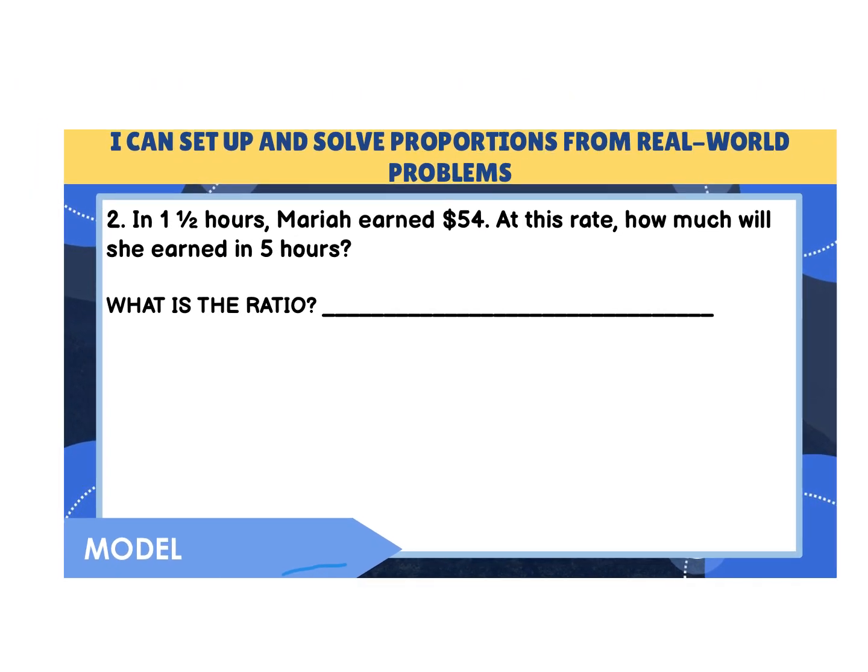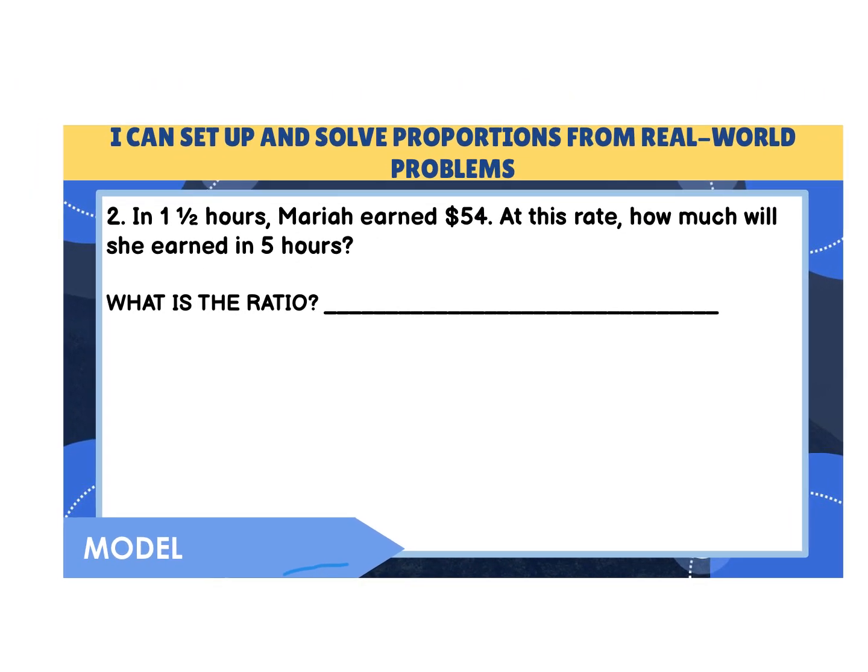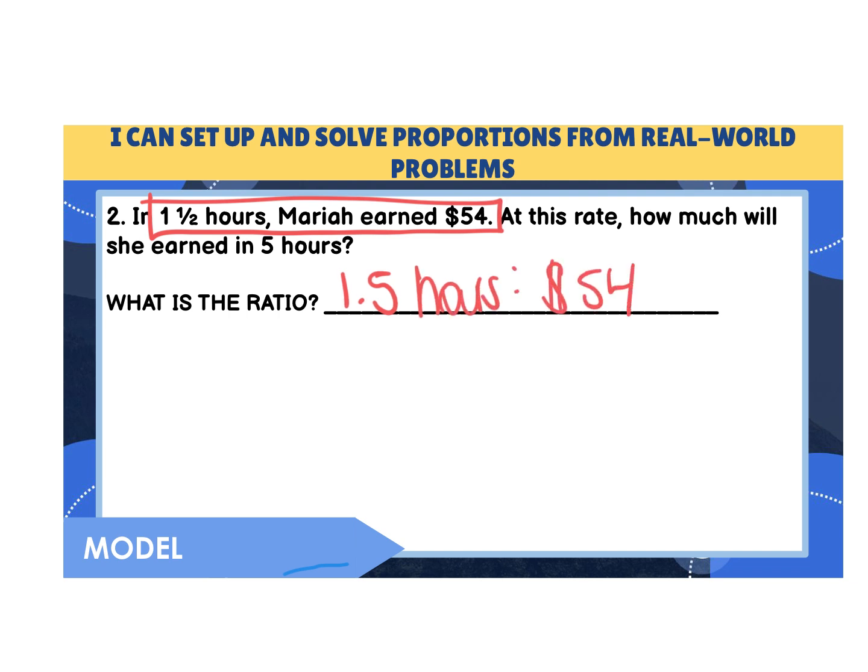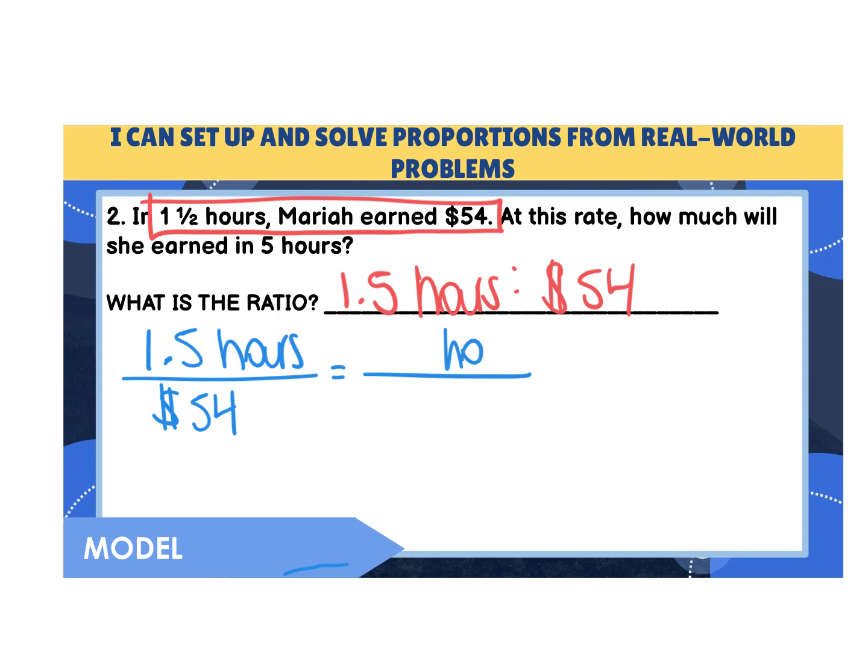Question number 2 says, in 1.5 hours, Mariah earned $54. At this rate, how much will she earn in 5 hours? Our given ratio is 1.5 hours, which I'm going to write as 1.5, to $54. And then let's write it as a fraction. So 1.5 hours over $54. Dollar sign is just fine. Top is hours, so the top has to be hours. The bottom is dollars, so the bottom has to be dollar sign.